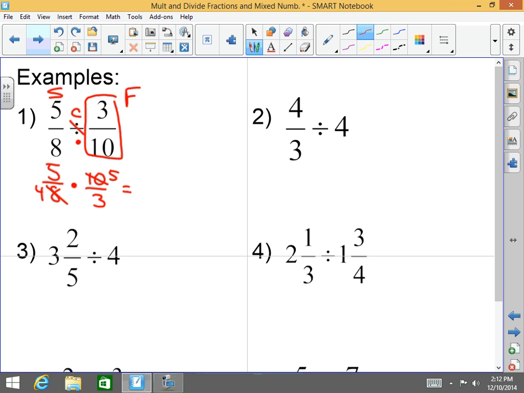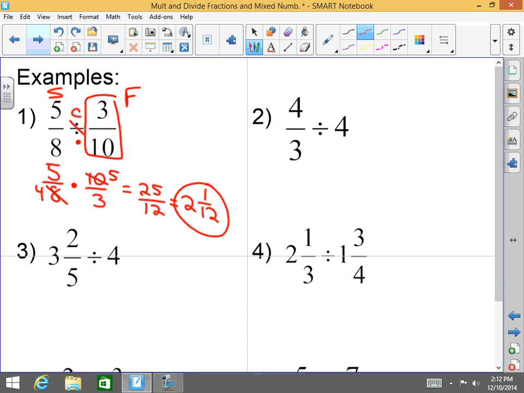What's numerator times numerator? 5 times 5 is 25. And 4 times 3 is 12. 12 goes into 25 2 times, and what's left over? 1 over 12. Very good. Excellent.